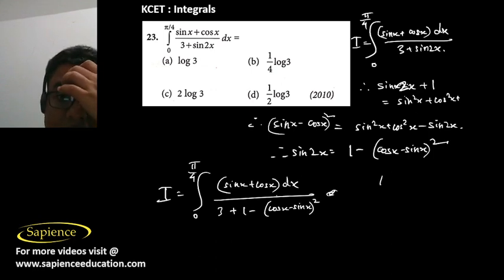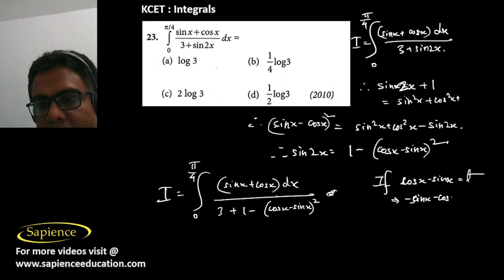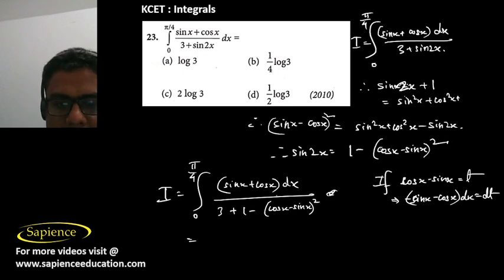So suppose here we take cos x minus sin x as t, then (minus sin x minus cos x) dx is equal to dt. So (sin x plus cos x) dx will be equal to minus dt. So this is minus integral 0 to pi by 4.